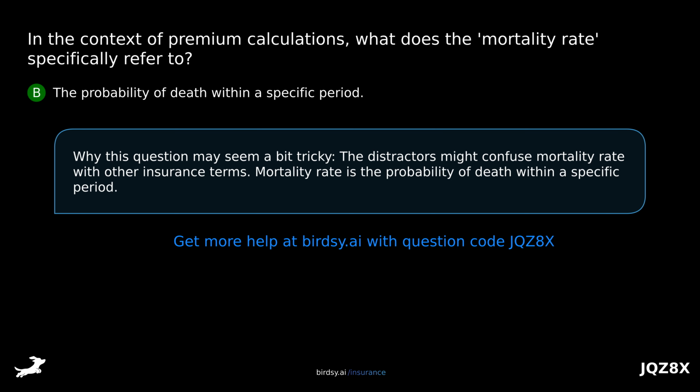Why this question may seem a bit tricky: the distractors might confuse mortality rate with other insurance terms. Mortality rate is the probability of death within a specific period.